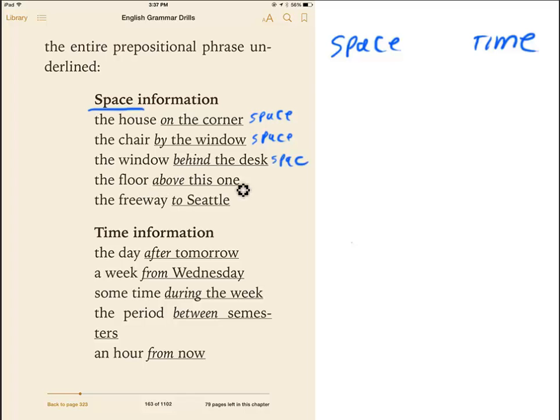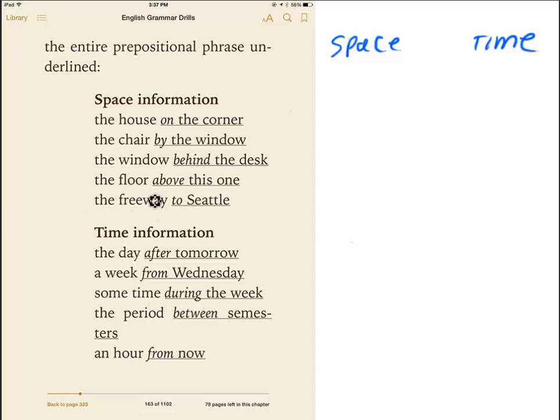The floor above this one, the freeway to Seattle. So all those things tell where the subject of the sentence is. That's why it acts as a modifier, a noun modifier or an adjective. Okay, where is the house? It's on the corner. Which chair? The one by the window. Which window? The one behind the desk. The floor. Which floor? Above this one. The freeway. Which freeway? The one to Seattle.